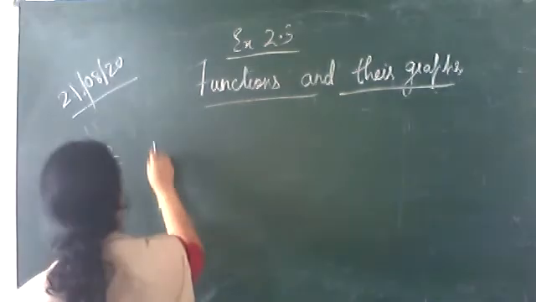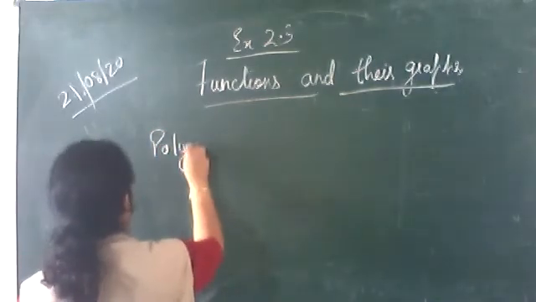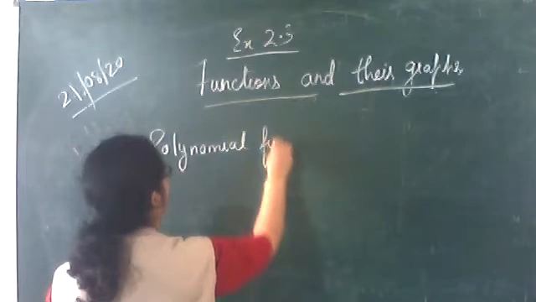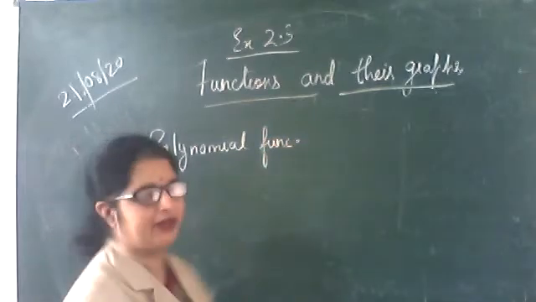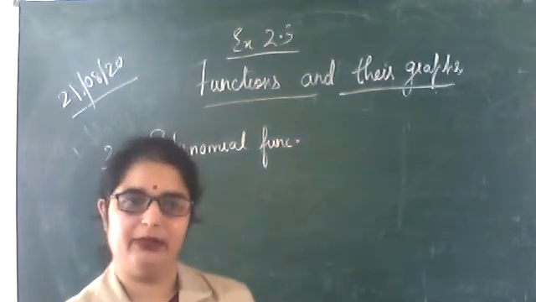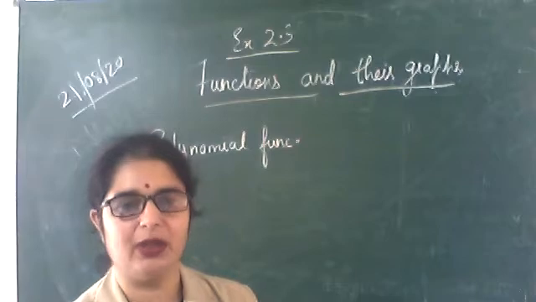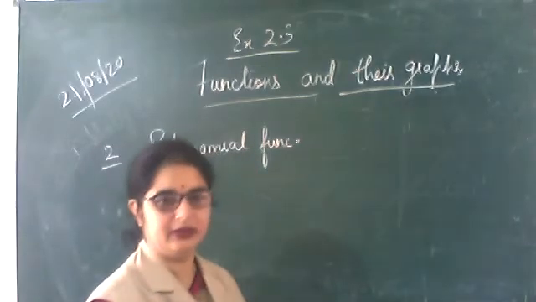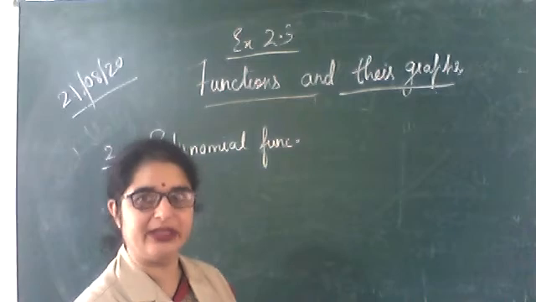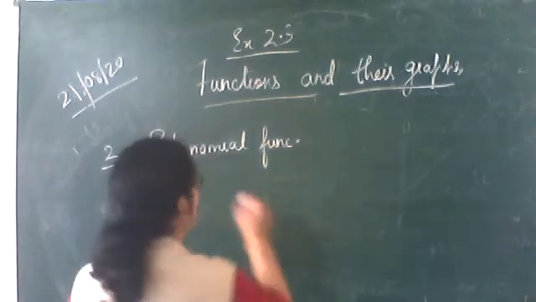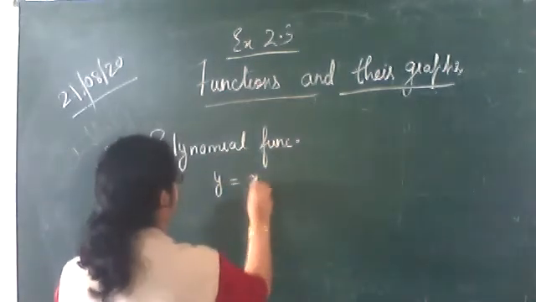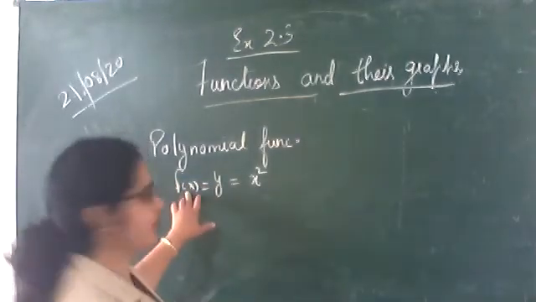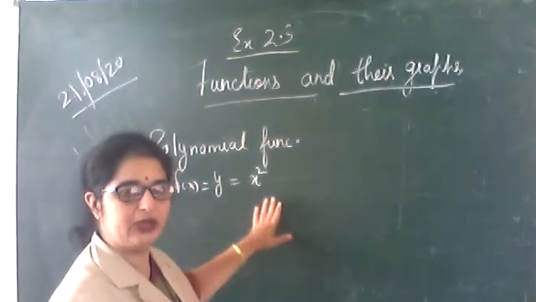Your second function is the polynomial function. For a polynomial function, we'll take one or two examples, because it depends. A polynomial function is when the value of x is having some powers. Clear? Just see, if I have a function y is equal to x square. f(x) is also written as y only, so it is written as y is equal to x square.